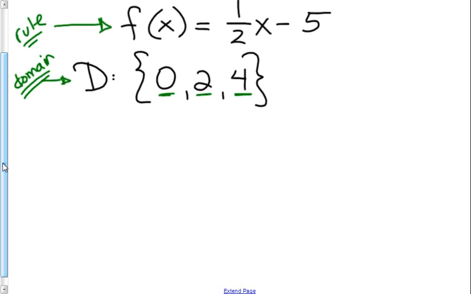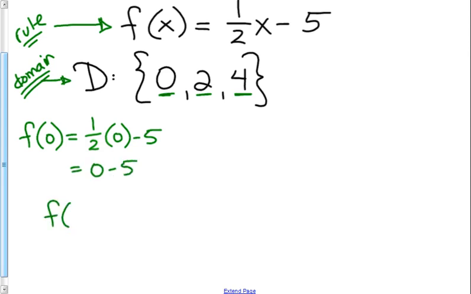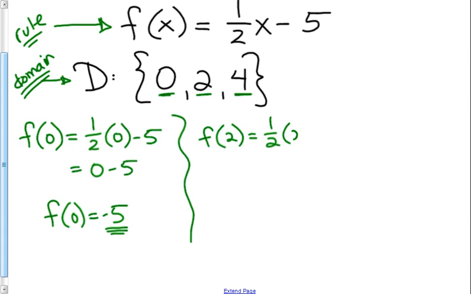I'm going to start with 0. So I'm going to plug in 0 for x. So 1/2 times 0 minus 5. That is 0 minus 5, or just -5. So f of 0 is -5. That's my first range value. Okay? And then I need to do it for a positive 2. So f of 2 is 1/2 times 2 minus 5. Well, 1/2 times 2 is 1. 1 minus 5 is -4. So my second range value is -4.